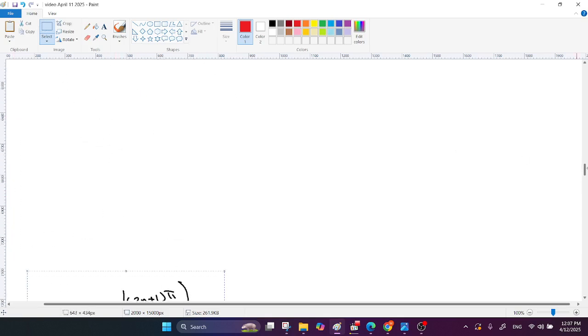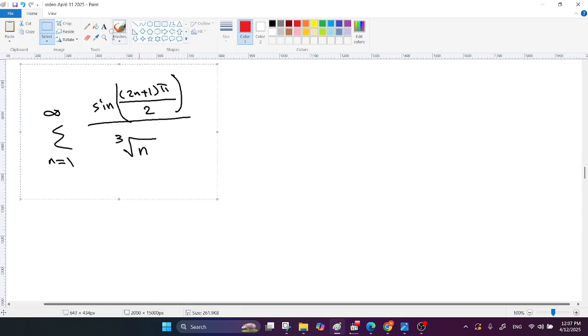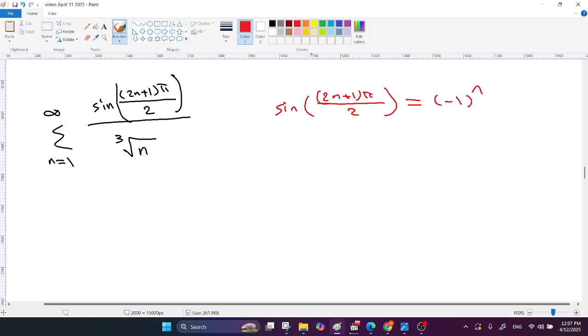Now we have this one. What do you think about this one? Is it easy or difficult? How can we solve it? First, let's see this sine. Note here that sine of (2n plus 1) pi over 2 can be written in another way. This here equals minus 1 to n. Okay, let's see why.